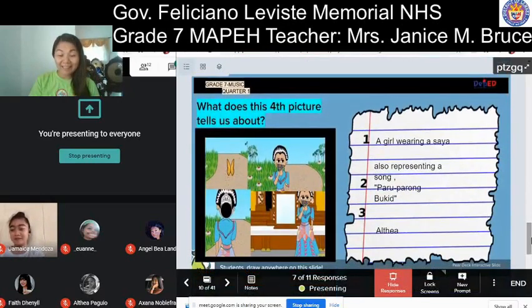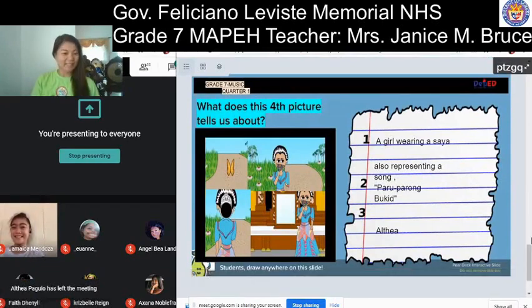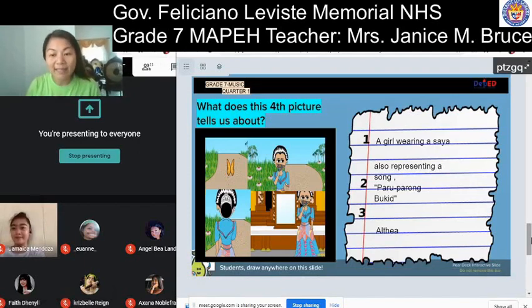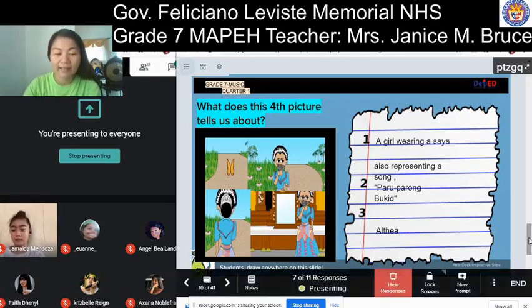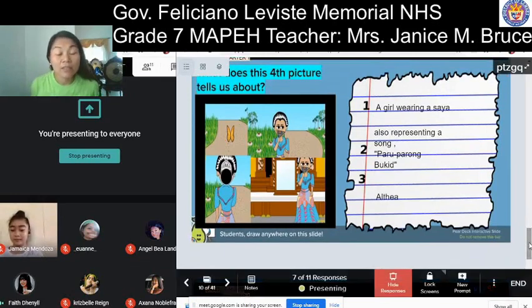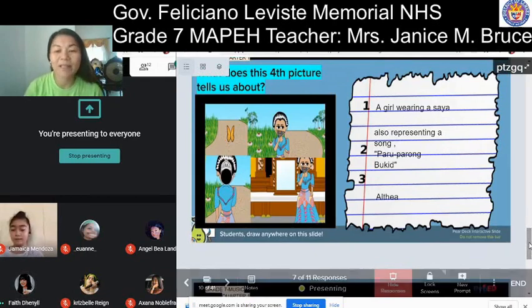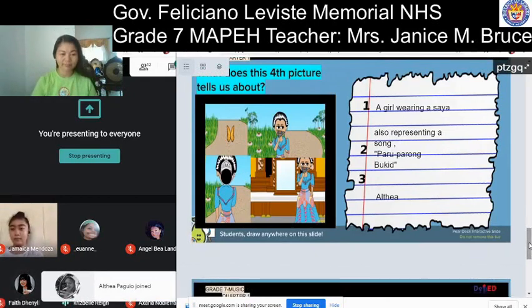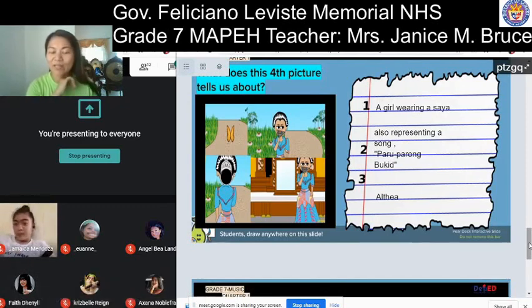Althea. Alright, Althea has added a different one, and this is supposed to be my next question. What does it remind us of, Althea, based on the description given by your classmates? Okay, I guess someone has to answer for us with this one. Where's Belle? Reminds me of the song Paru-Parong Bukid po. Okay, so it tells us about the song Paru-Parong Bukid.